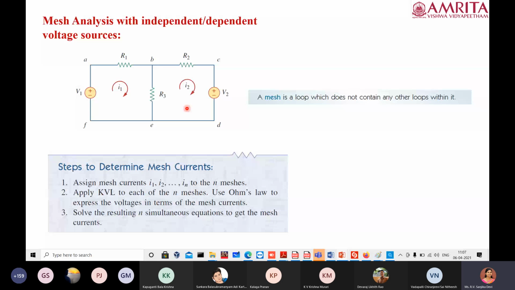Now this is the sequence of steps for finding I1 and I2. If a circuit is given to you, first you assign I1, I2, etc., up to IN, depending on the number of meshes. Then we apply Kirchhoff's voltage law on each of these loops. Once we get the equations, we solve those equations. Quite a simple approach. You need not write the steps, because you already know mesh analysis. So directly we will take a numerical and see how to do it. First we will do it with an independent voltage source, and then with a dependent voltage source.